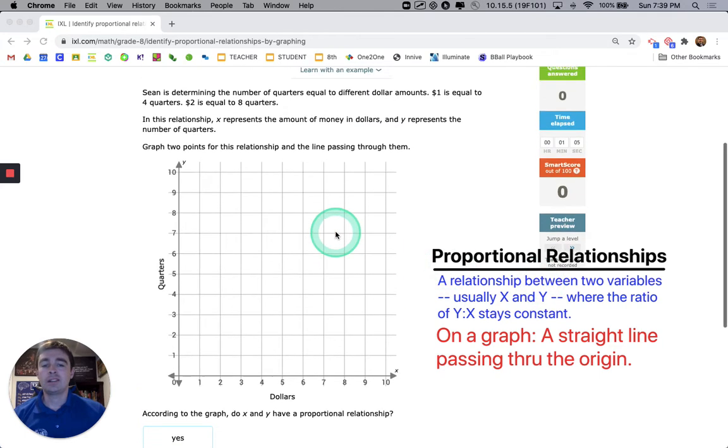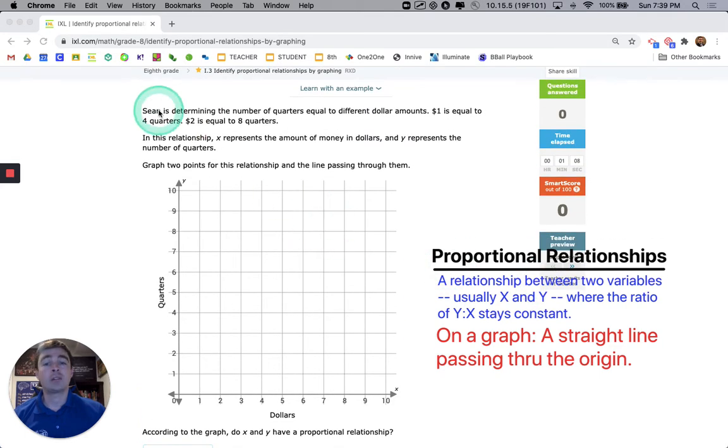So, in this situation, we got to read through these word problems carefully, so I'm going to do that with you. It says Sean is determining the number of quarters equal to different dollar amounts. He finds that $1 is equal to 4 quarters, $2 is equal to 8 quarters, and we're told in this relationship x is the amount of money and y is the number of quarters, and graph the 2 points for this relationship.